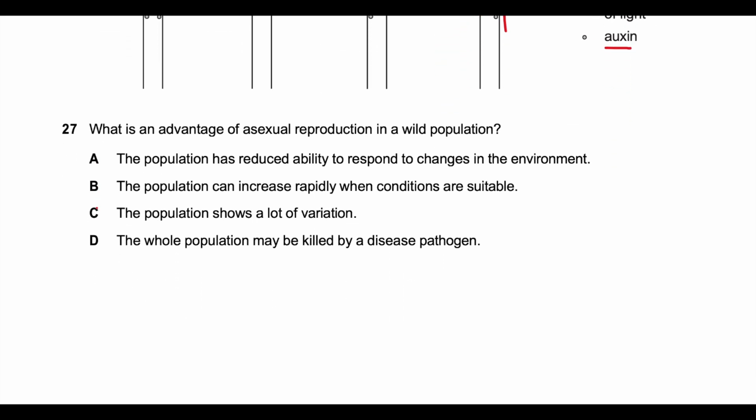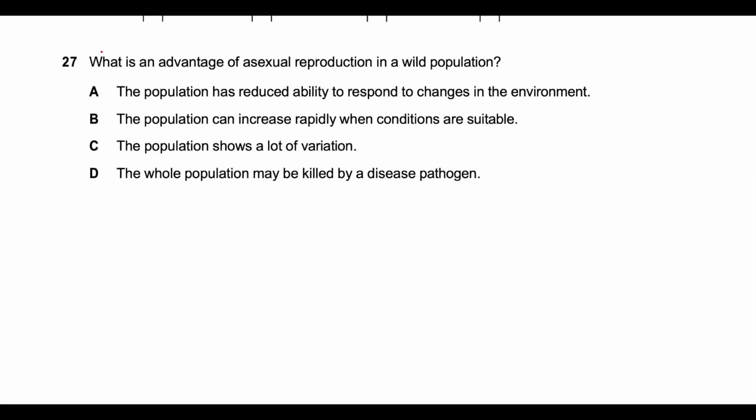Let's answer question number 27. What is an advantage of asexual reproduction in a wild population? A. The population has reduced ability to respond to changes in the environment. That's right, but this is a disadvantage, not an advantage. As you see, they are looking for an advantage. B. The population can increase rapidly when conditions are suitable. That's an advantage. This is right.